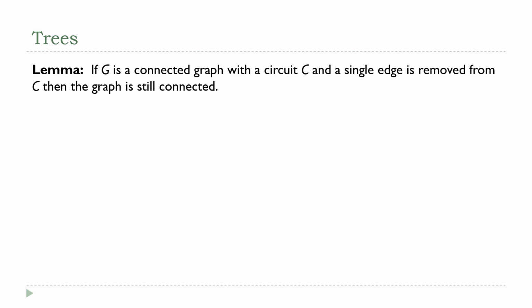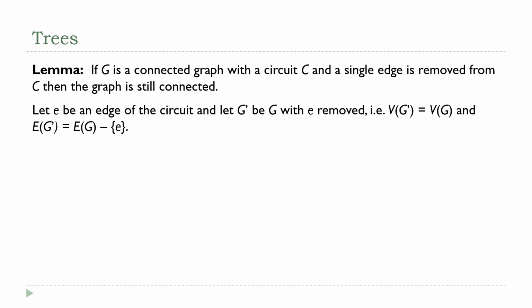Okay, this is all based on the idea that if you have 2 points on a circuit, there are 2 ways to get from one of those points to the other, called the clockwise way and the counterclockwise way. Whichever one you take the edge out of, go the other way. Right? So here, let's see if we can be a little more precise about that.